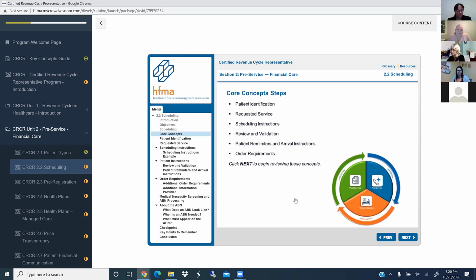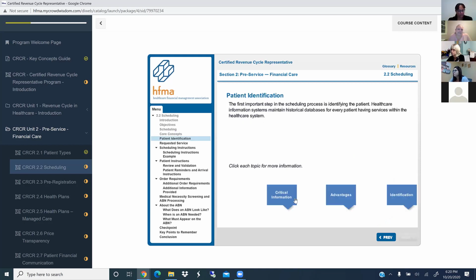Just to make sure you keep your medical records as clean as possible. You certainly don't want to chart information under the wrong account for somebody. So, that is a question I have seen. The first step in the scheduling process is identifying your patient.